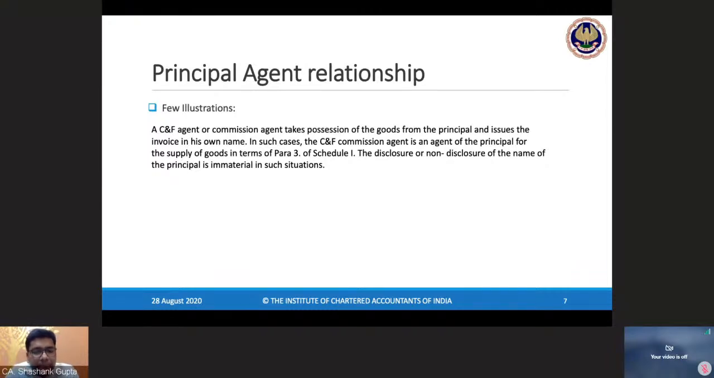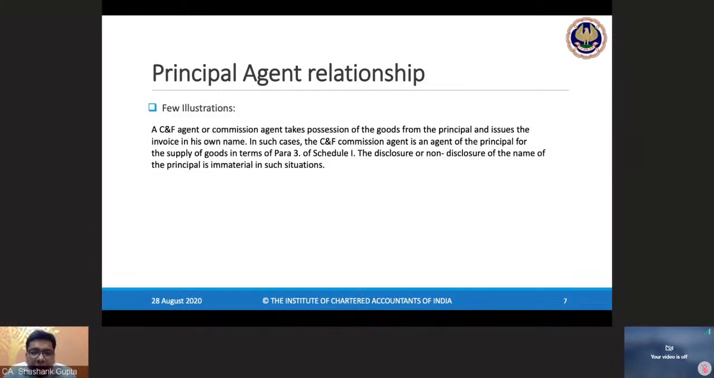Then what would happen? The principal who owns the stock of 10 lakh rupees plus GST, the GST would have remained with him. The ITC is lying in his books. Whereas the actual sale would have been undertaken by the agent, that is at 20 lakh rupees. And the agent would pay tax on 20 lakh rupees. Suppose 4 lakh rupees.